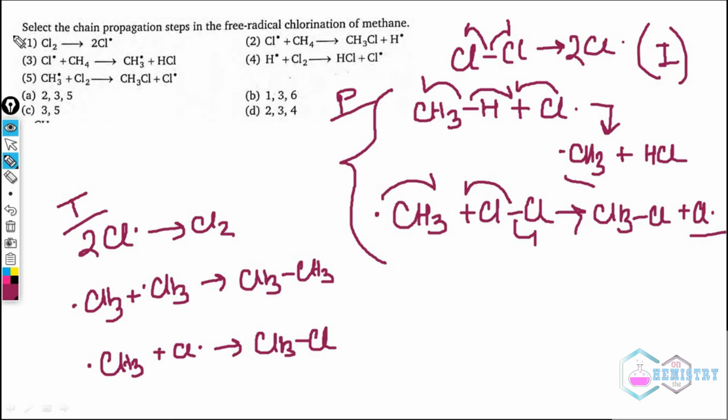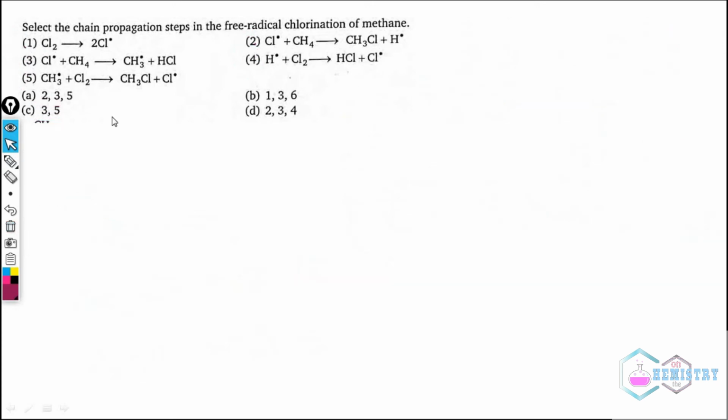So 1 is obviously not in the propagation step. 2 is also not the propagation step, because there is no such reaction in the propagation step. But in 3, the CH3 radical and its formation is the propagation step. So yes, 3 is one correct answer. 4 is also not the propagation step, and 5 is the propagation step. So 3 and 5 are the right answer, and our correct answer will be option C. So this is the problem, and this is how we solve it.